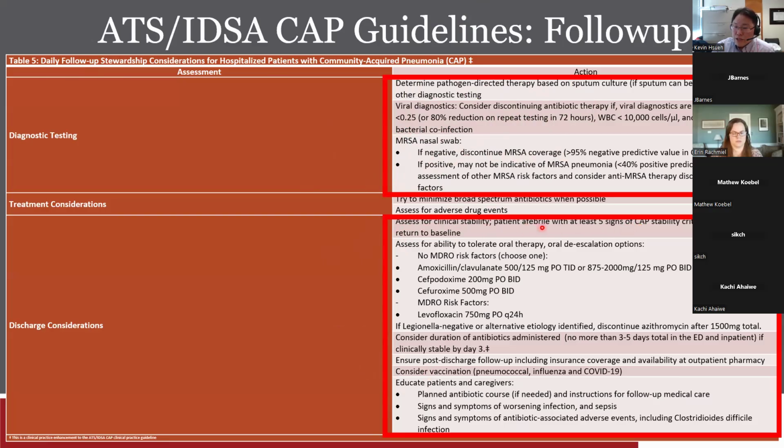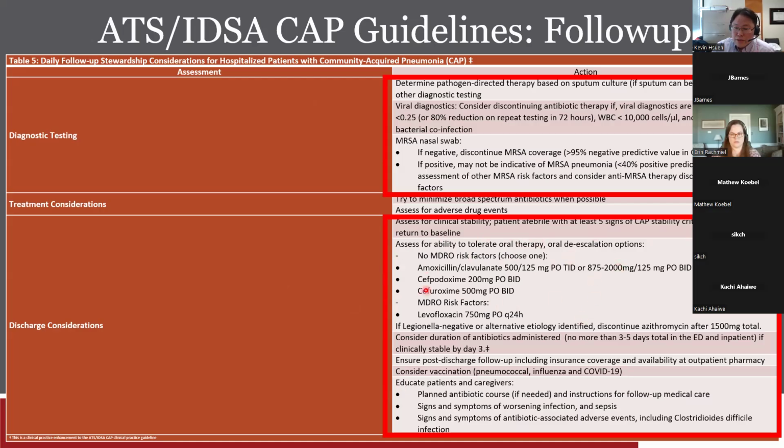So when our patients are afebrile with at least 5 signs of CAP stability, which are in a separate list, but basically this patient would have met at the moment that they no longer were febrile, and the kinds of oral agents that are appropriate.